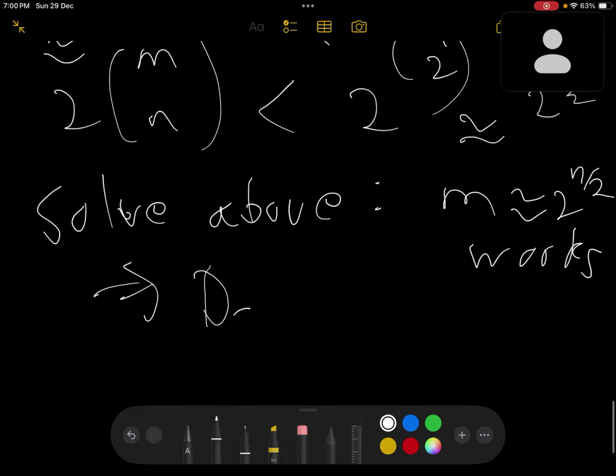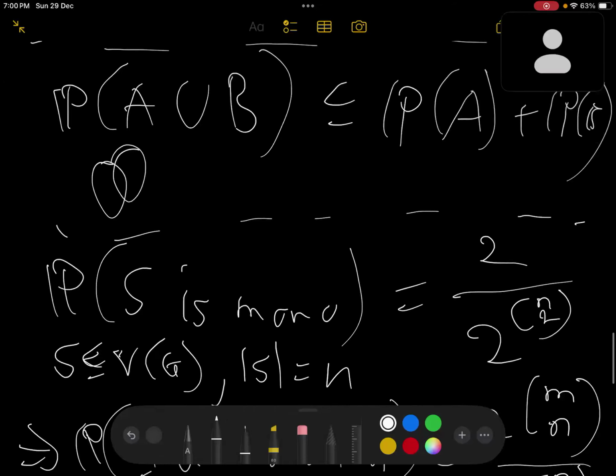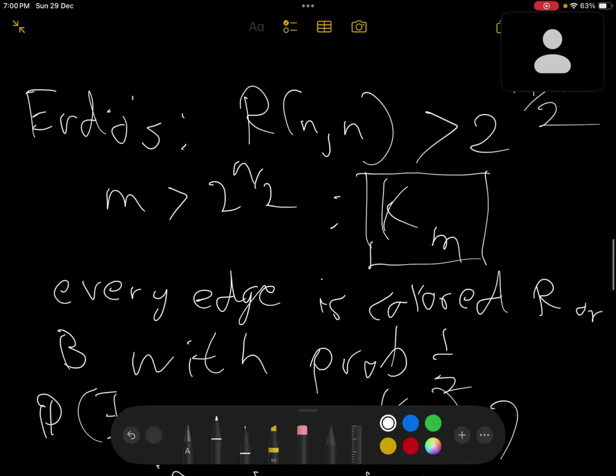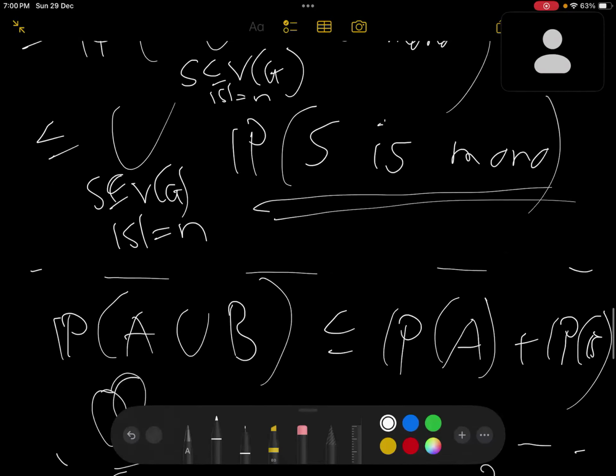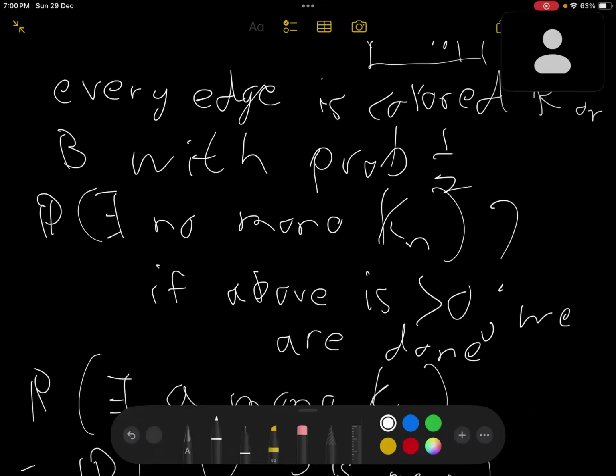So now we are done. Why? Because if we choose m approximately 2 raised to n by 2, slightly more than 2 raised to n by 2, and we do all this calculation again, what we would have proved is that the probability that there exists no monochromatic K_n is greater than 0. So that means there exists a coloring for which there is no monochromatic K_n.